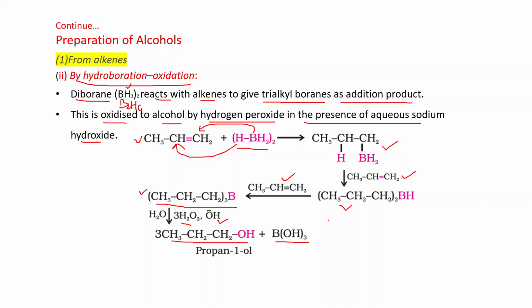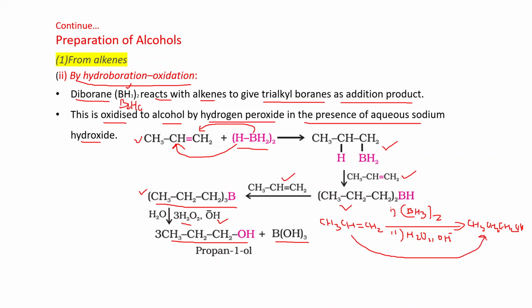Actually, this overall reaction can be written like this. You can say this is CH3CH=CH2. Okay, first of all, this is reacting with diborane. You can write this BH3 whole twice, or you can also write B2H6, and whatever the product is formed is oxidized by H2O2 in the presence of aqueous sodium hydroxide solution. Then the final product is CH3CH2CH2OH. Okay, now if you compare this one and this one, you will observe that water is added according to anti-Markovnikov rule.